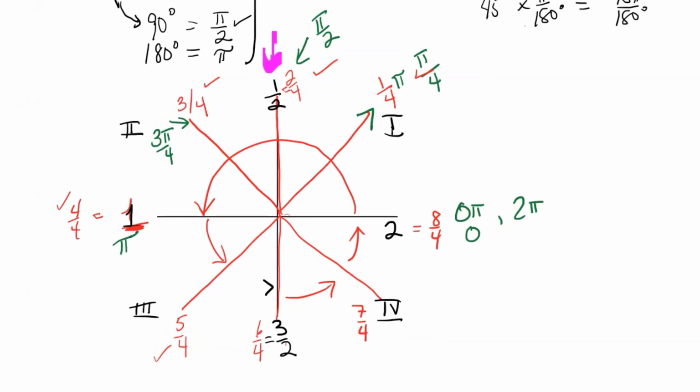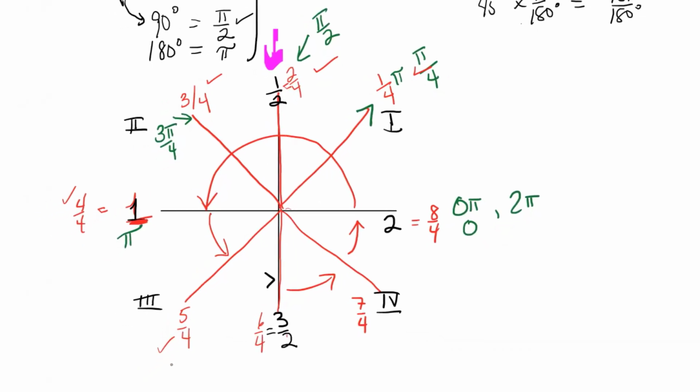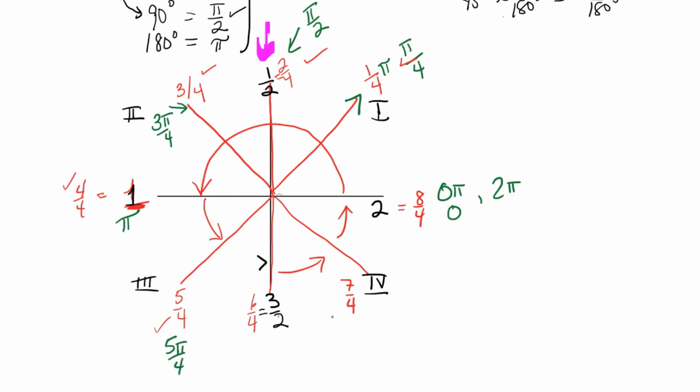1 times pi is just pi. 5/4 times pi is 5 pi over 4. 3/2 times pi is 3 pi over 2. This angle is 7 pi over 4, and we're back to 2 pi. So just ignore the pi, and think of it as you have to get to 2. Now this circle, I've just shown you the angles that have a denominator of 4. They're multiples of pi over 4, or multiples of 45 degrees, all of those angles.